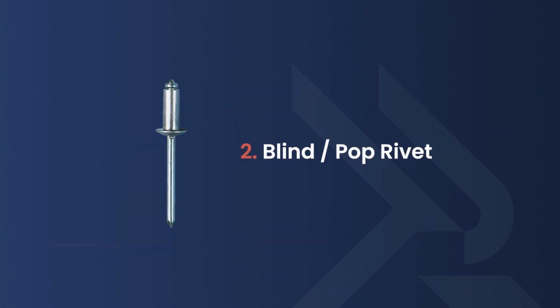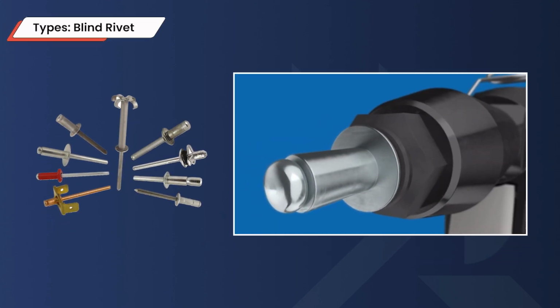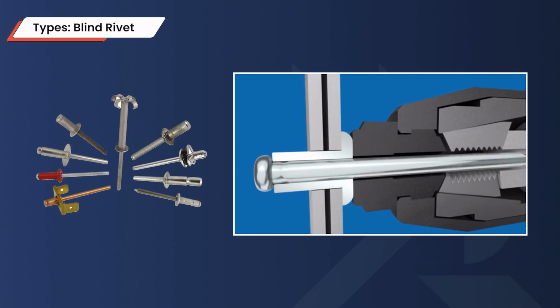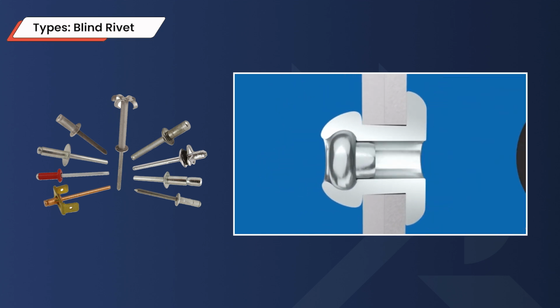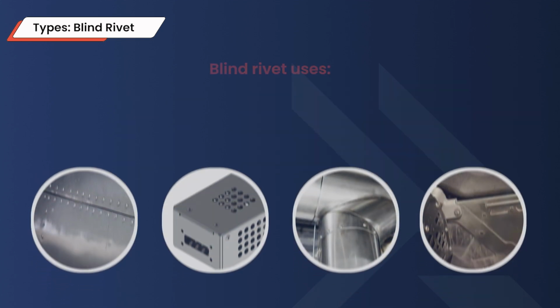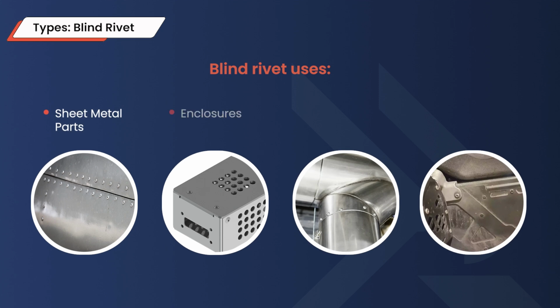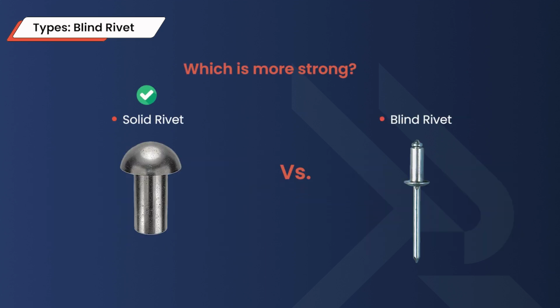The second type is the blind rivet, also called a pop rivet. It is used when you can only access one side of the assembly. A rivet gun pulls the mandrel, the rivet body expands on the backside, and the mandrel breaks off. Blind rivets are common in sheet metal parts, enclosures, HVAC systems, and vehicle panels. They are fast and easy to install, but standard blind rivets are usually not as strong as solid rivets.